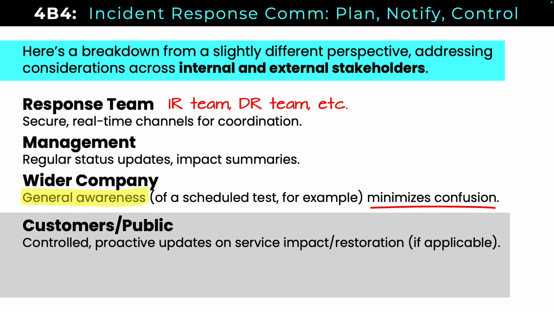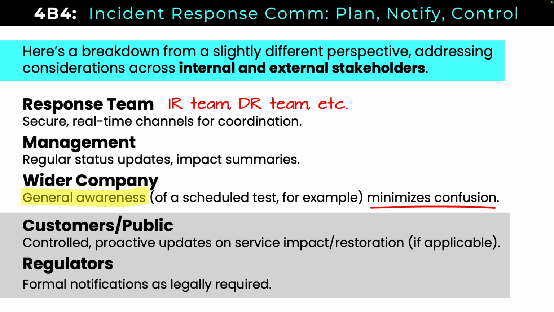Then our customers or the general public, we need controlled, proactive updates on service impact or restoration if applicable. Think about the types of communication you get if there's a power outage or your cable service is down for your internet. Those types of services will often give you a periodic text message that just apprises you of updated status of estimated recovery time. And then regulators, there may be formal notification requirements in different regulations that you should be aware of.